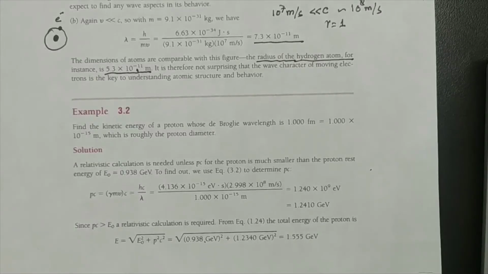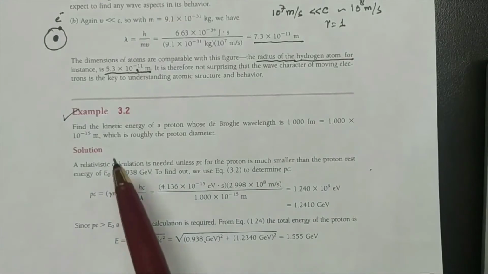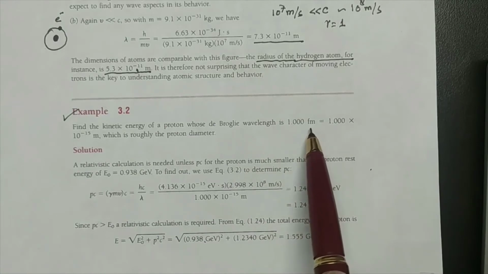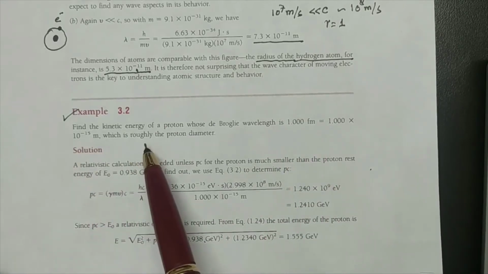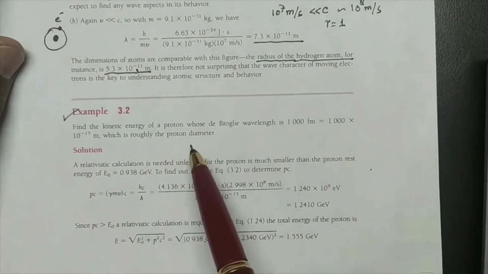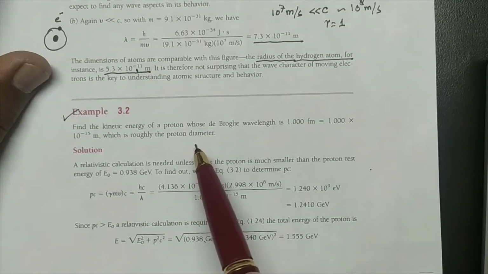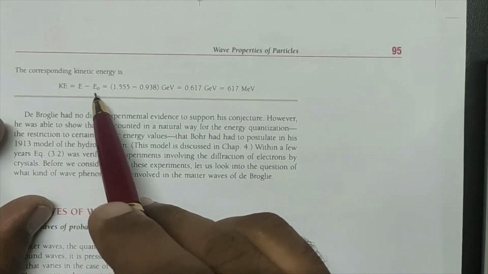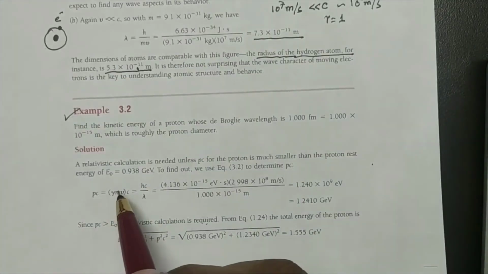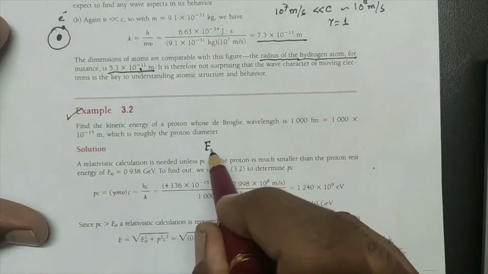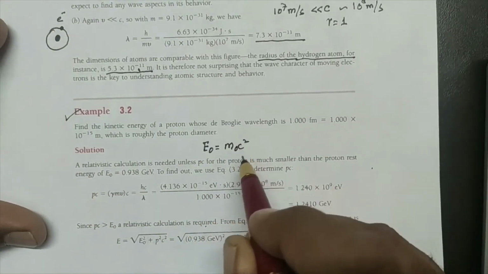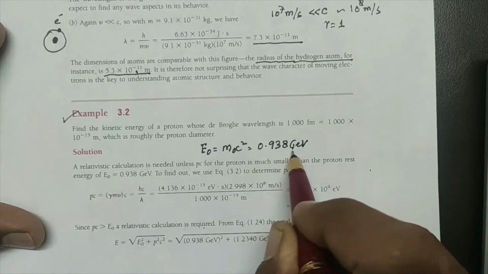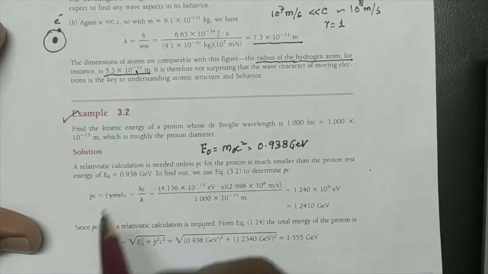You can also go through example 3.2, which asks to find the kinetic energy of the proton whose de Broglie wavelength is 1 Fermi. That is 10 to the minus 15 meter, which is roughly the proton diameter. For the kinetic energy, you can use the formula that the kinetic energy is the total energy minus its rest mass energy. E naught is the rest mass energy, which is m naught c square. This is 0.938 GeV, after converting the kilogram into electron volts.